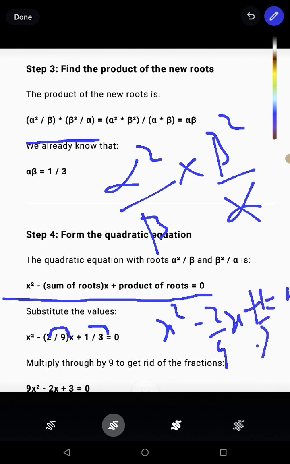Now what do we do? Multiply both sides by the LCM, that is 9. Multiply this one by 9, multiply this one by 9, multiply this one by 9. 9 cancels 9 here. This will be 9x squared minus 2x, and 3 here 1, 3 here 3. That's plus 3. So the new equation we are looking for is 9x squared minus 2x plus 3.